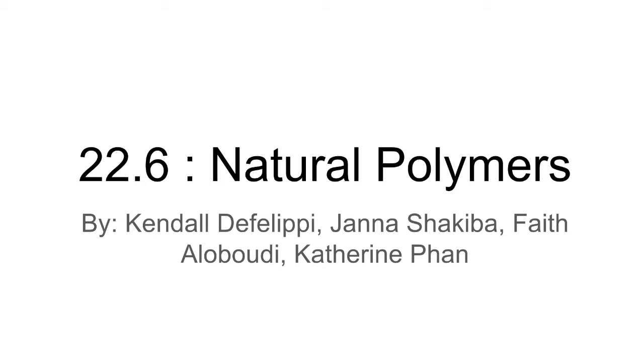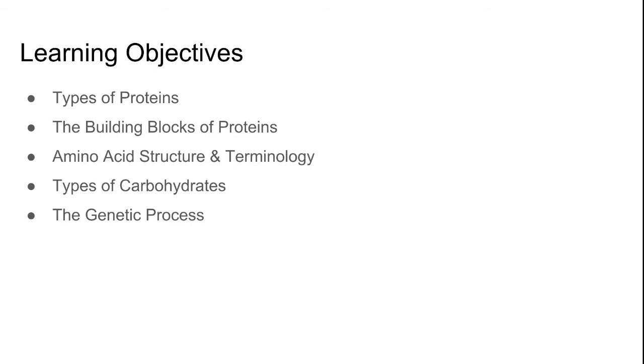Here are natural polymers, which is lesson 22.6. We will be going over the types of proteins, the building blocks of proteins, amino acid structure and terminology, carbohydrates, and the genetic process. So let's get started.